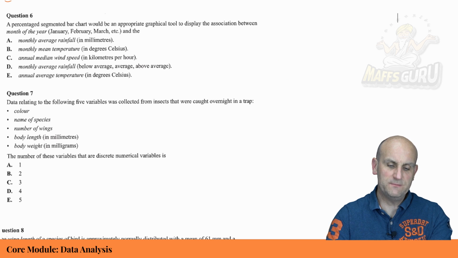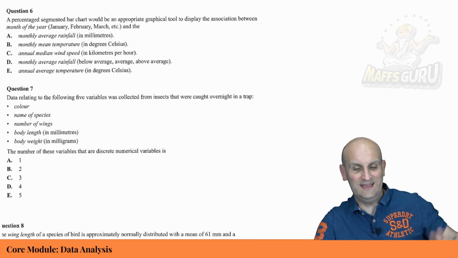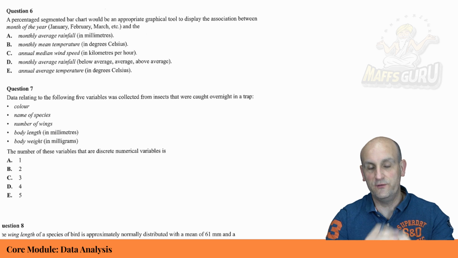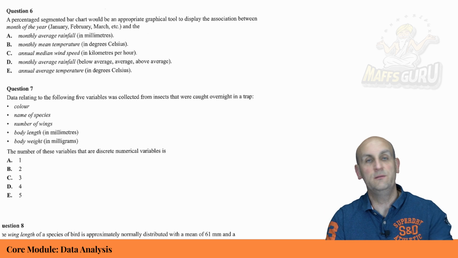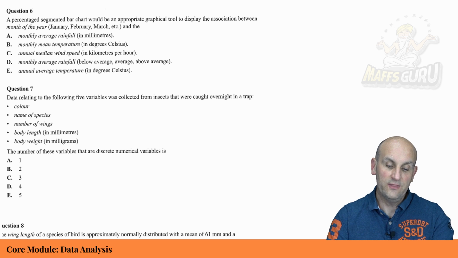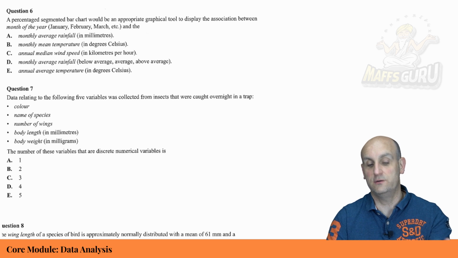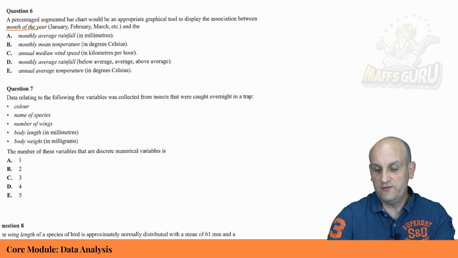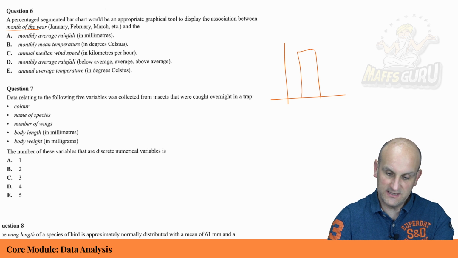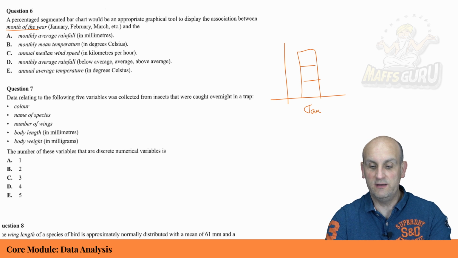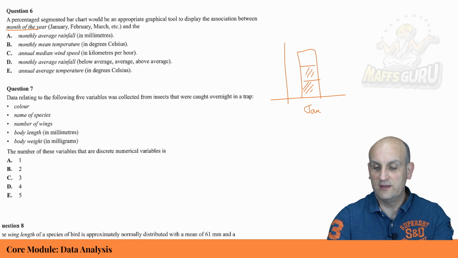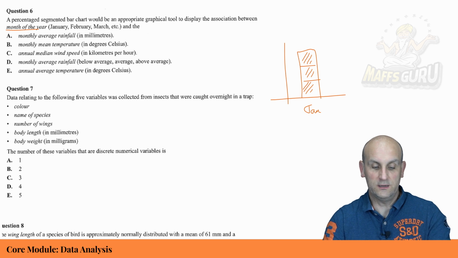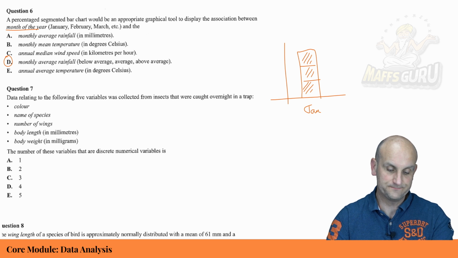A percentage segmented bar chart will be an appropriate graphical tool to display the association between, again, the Cambridge Further Maths textbook's got a table. Hopefully you have that in the summary book, and it beautifully turns around and says that in that situation, you will be looking for categorical data, all right? So categorical data and categorical data, because if you remember, a percentage segmented bar chart basically has something like month, which would be January, and then you'd be looking for some sort of categories here, and that would give you D as your only answer, because all the rest of them aren't numerical values.